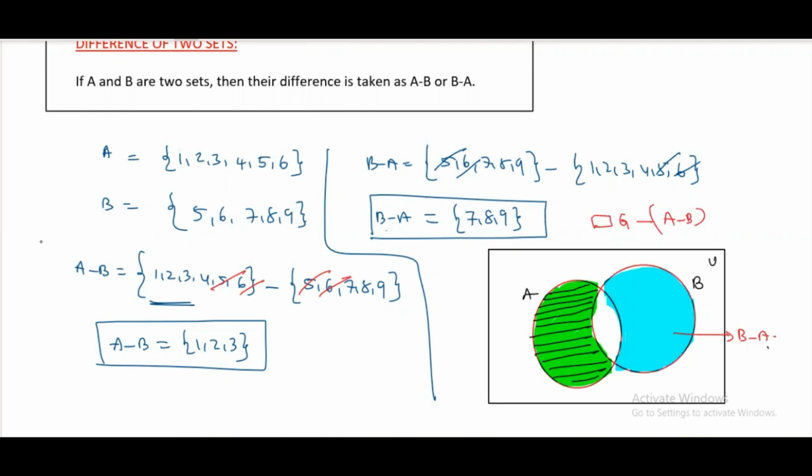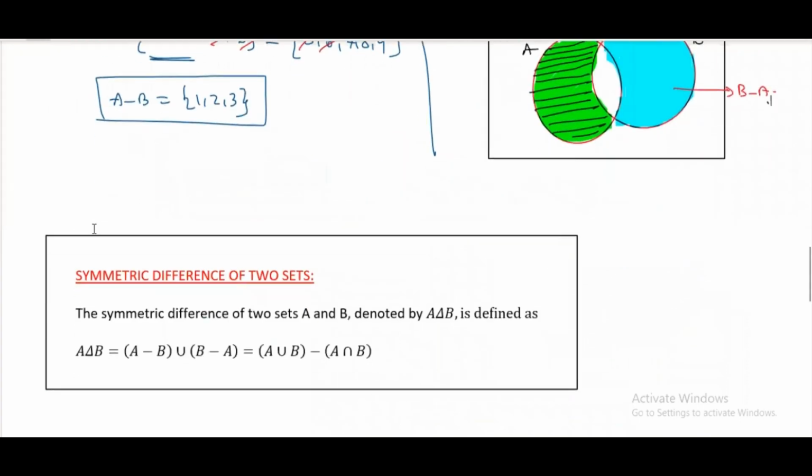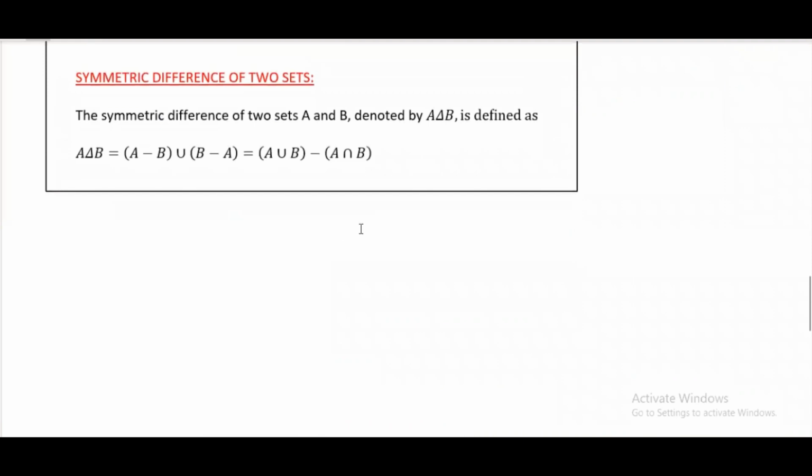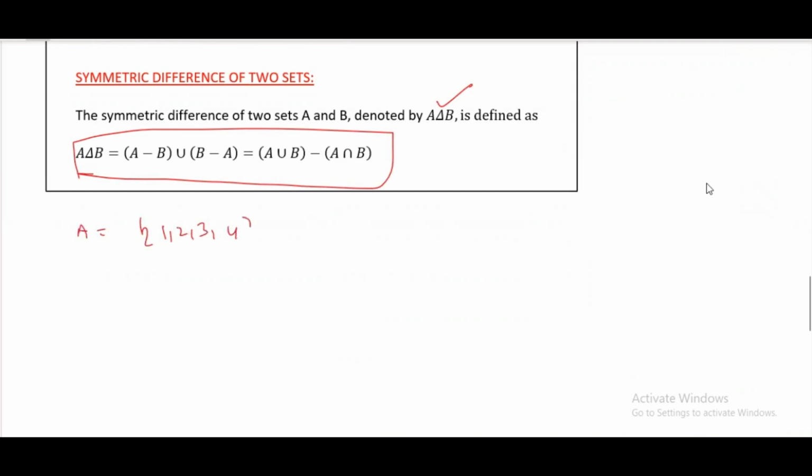Next, let's see the next topic, which is the symmetric difference of two sets. What is meant by symmetric difference? Generally, it is denoted by delta. So A delta B, we have the formula A minus B union B minus A, or A union B minus A intersection B. So if I take one example, A is 1, 2, 3, 4, 5, and another one, B, is 3, 5, 7, 9.